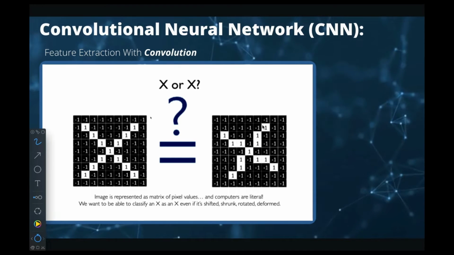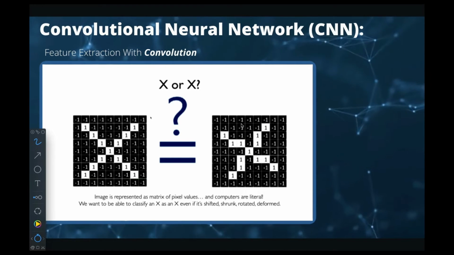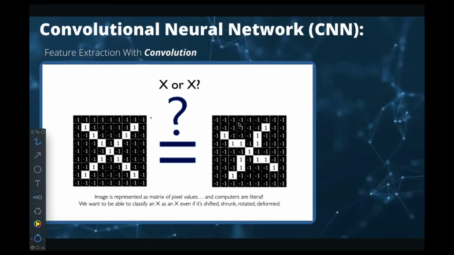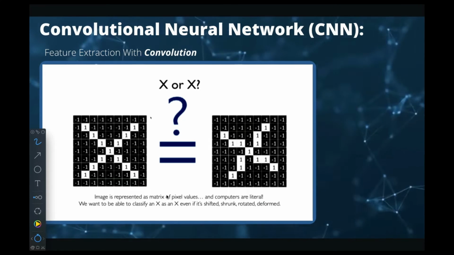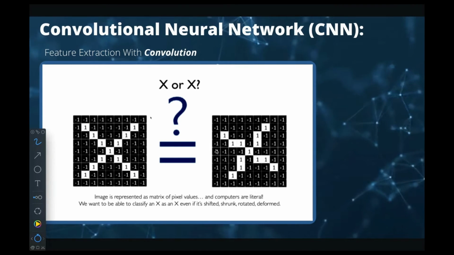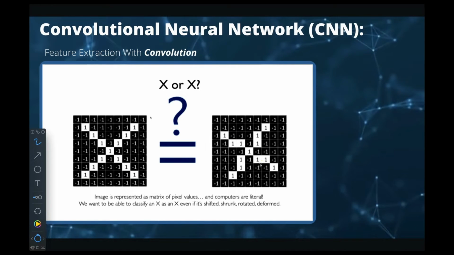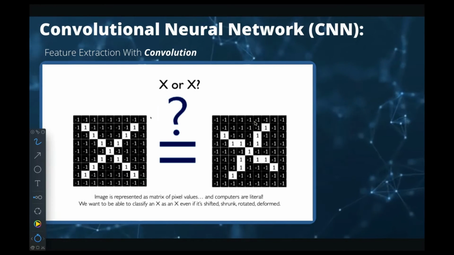Where the X appears, you see that we have 1 over there, but where the X is not appearing, we have -1. So for humans, as soon as we see this, we know that this X equals this X. It doesn't matter the shape. We know that the X is equal to X.